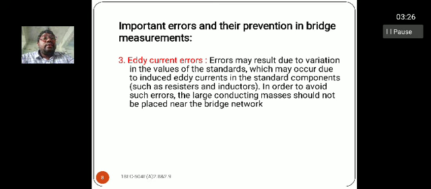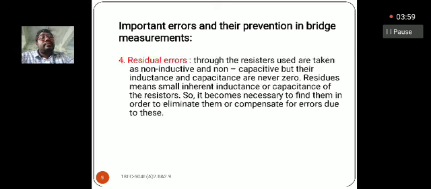Errors may result due to variation in the values of standards, which may occur due to induced eddy currents in the standard components such as resistors and inductors. In order to avoid such errors, large conducting masses should not be placed near the bridge circuit.